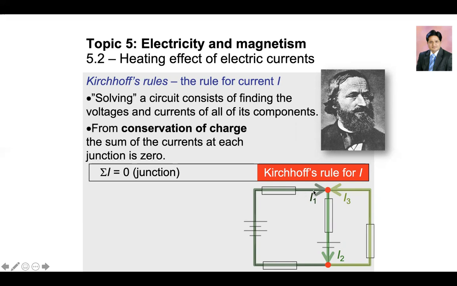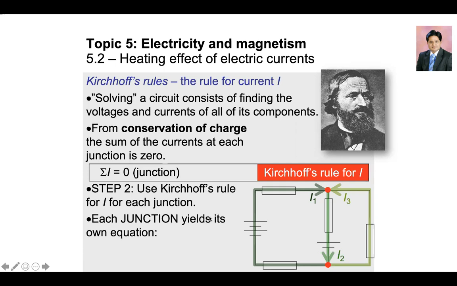Here you have I1 entering, here you have I2 leaving and I3 entering. So if you give I1 a positive sign, I3 and I1 will get a positive sign because they are the currents that are entering the nodal point, and I2 is the one that is leaving out. So I2, you can assign a negative sign. So your equation would be I1 minus I2 plus I3 is equal to 0. So try to understand rule number 1. The algebraic sum of currents at any junction is equal to 0.